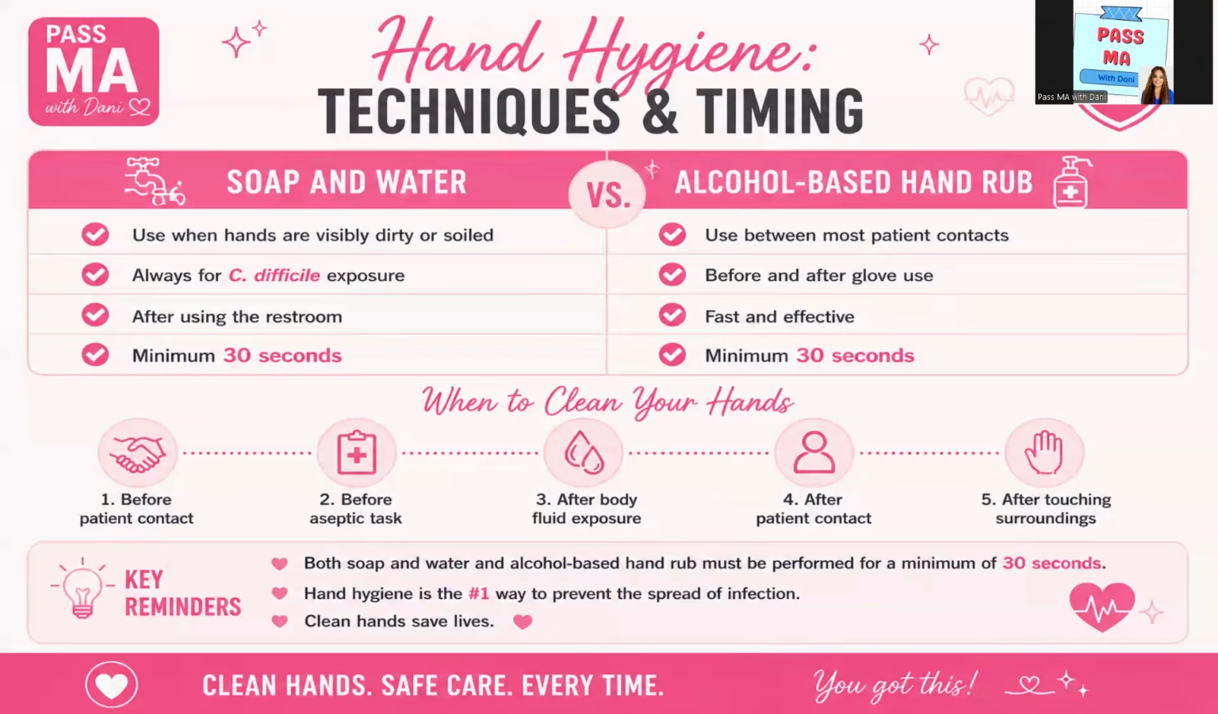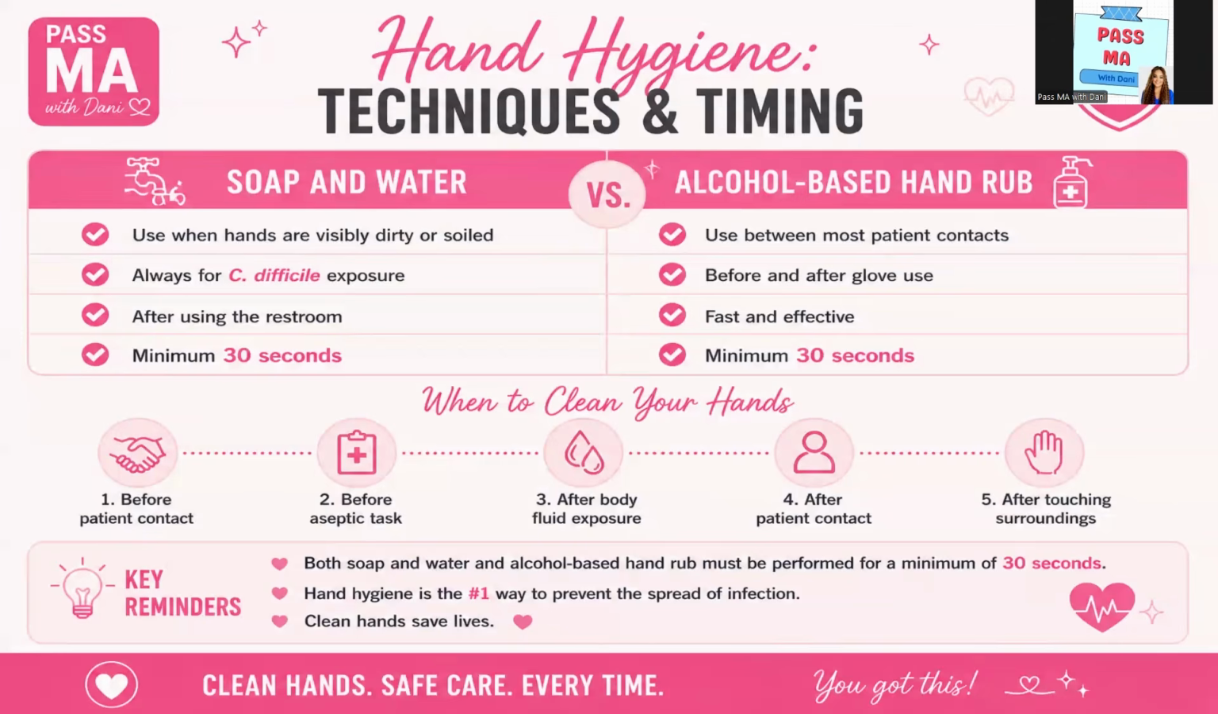Now, we talk about alcohol-based hand rub. This is one of the other situations that you guys can utilize alcohol-based hand rub, right? You are going to use it in between patient contacts. We call it pumping in, pumping out. You guys can also utilize hand sanitizer before and after gloves and when your hands are not visibly dirty. It's fast, it is effective, and you rub your hands until they're dry, a minimum of 20 seconds.